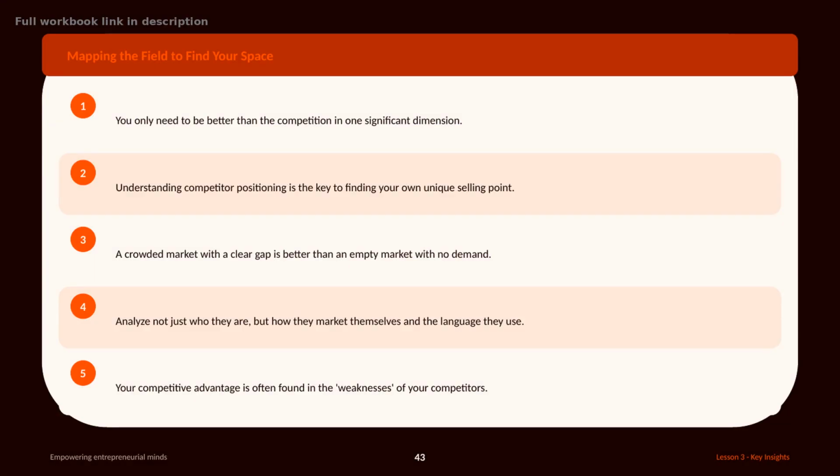First, you only need to be better than the competition in one significant dimension, not all of them. Understanding how competitors position themselves is the key to finding your own unique angle. A crowded market with a clear gap beats an empty market with no demand every time. Look at not just who your competitors are, but how they market themselves and the language they actually use. And often, your competitive advantage is hiding inside your competitors' weaknesses.